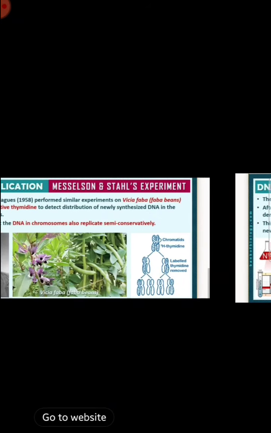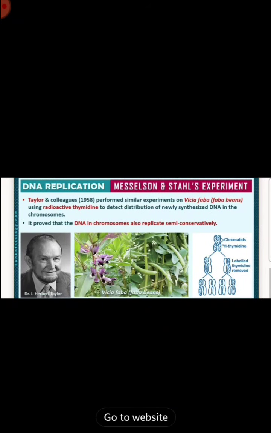And Taylor and colleagues, you should remember this also, in 1958 performed a similar experiment on Vicia faba, which is faba beans, using radioactive thymidine to detect the distribution of newly synthesized DNA in the chromosome. So he also performed a similar experiment. It is not there in your syllabus, it is not even there for your NEET and CET, so you just have to remember.